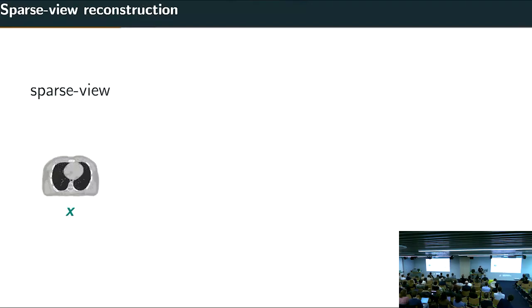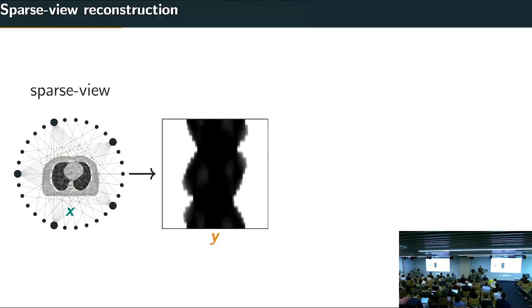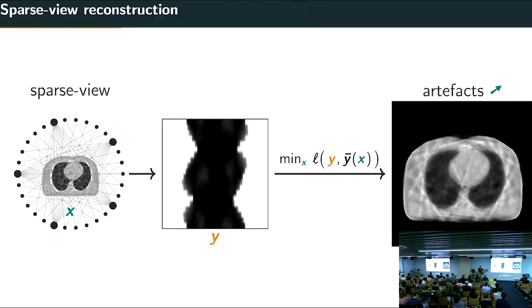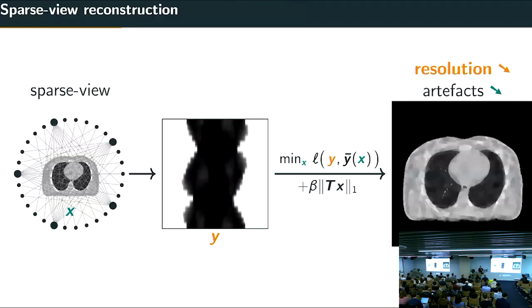Another approach consists of doing a sparse view acquisition. So we've got fewer positions of the source. We obtain a sparse view sinogram, and we reconstruct the image, and we have streak artifacts due to the sparse acquisition. We can compensate for that by adding a compressed sensing penalty term. Here, for example, T is the gradient, so it promotes the sparsity of the gradient. This reduces the artifacts, but we also have a loss of resolution.